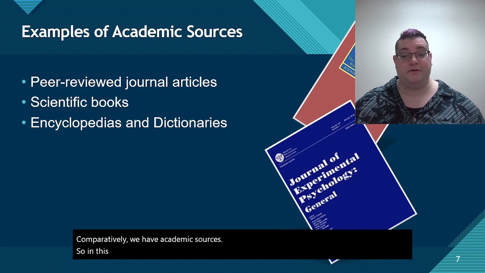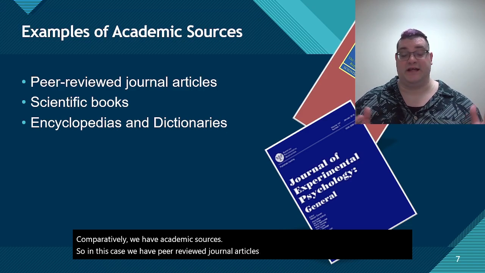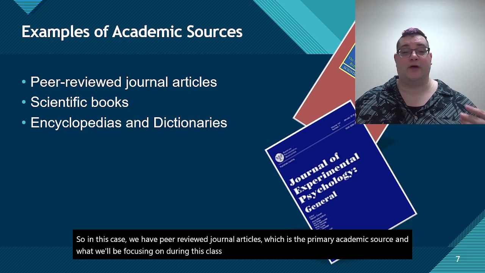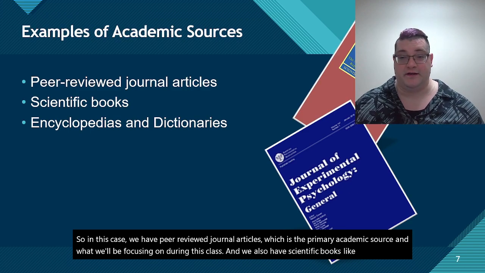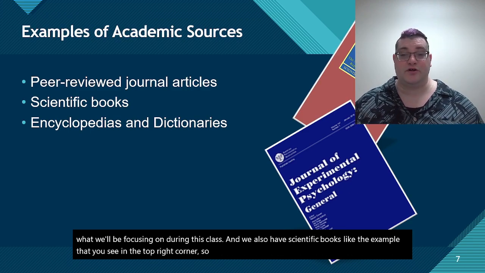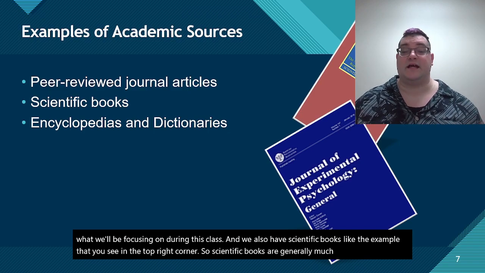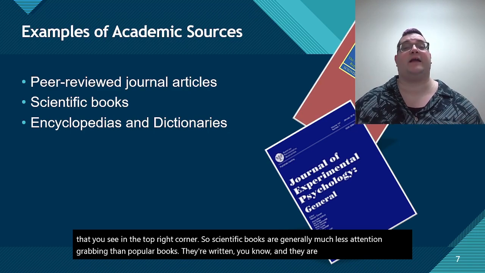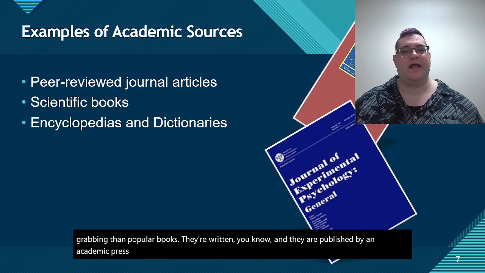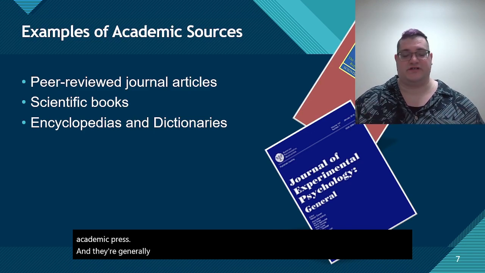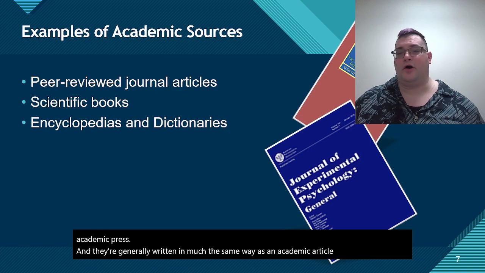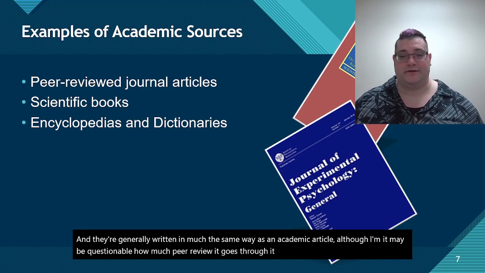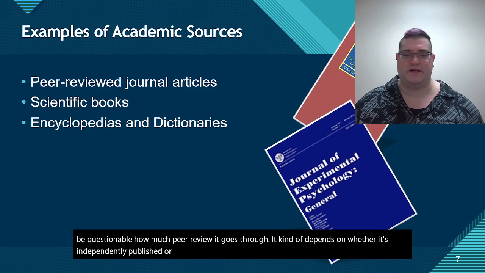So in this case, we have peer-reviewed journal articles, which is the primary academic source and what we'll be focusing on during this class. And we also have scientific books, like the example that you see in the top right corner. So scientific books are generally much less attention-grabbing than popular books. They're written, and they are published by an academic press. And they're generally written in much the same way as an academic article, although it may be questionable how much peer review it goes through. It kind of depends on whether it's independently published or part of some sort of series that's edited and so forth.